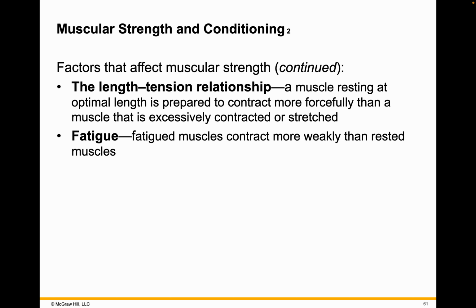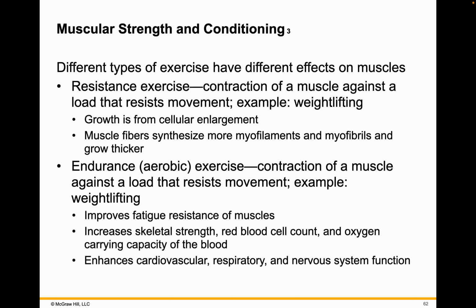The length-tension relationship: a muscle at resting optimal length is prepared to contract more forcefully than a muscle that is excessively contracted or stretched. Fatigue: fatigued muscles contract more weakly than rested muscles. There are different types of exercises that have different effects on muscles. Resistance exercise is contraction of a muscle against a load that resists movements, weightlifting, for example. Here we get growth by cellular enlargement. Muscle fibers synthesize more myofilaments and myofibrils and grow thicker.